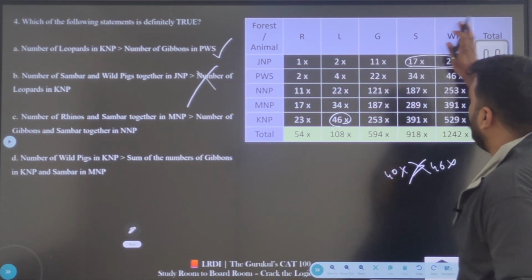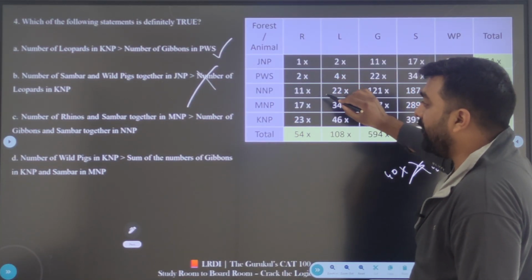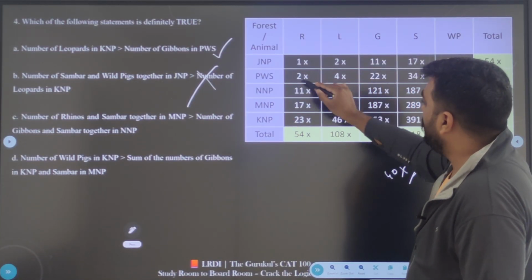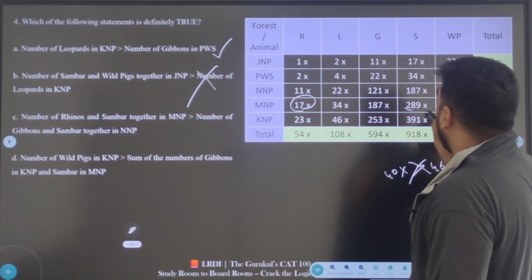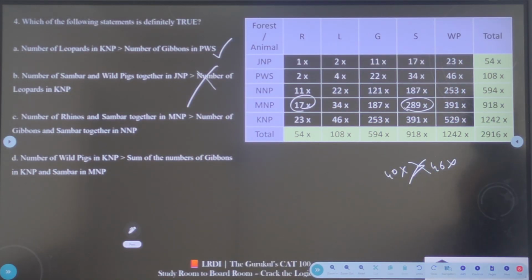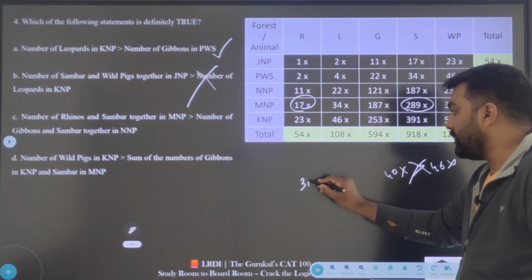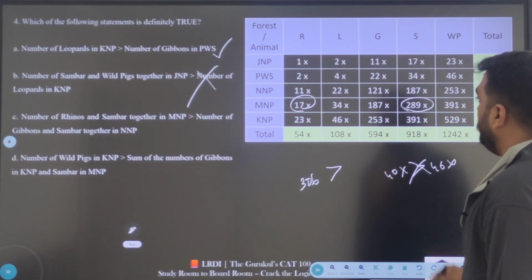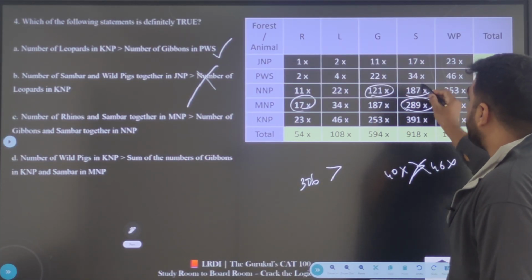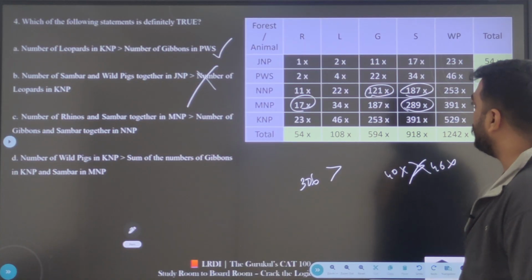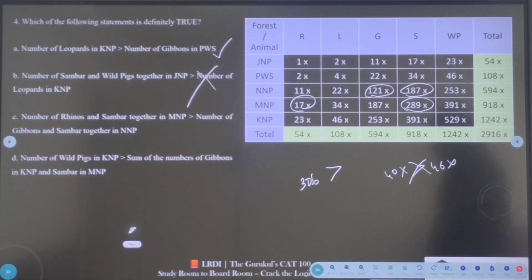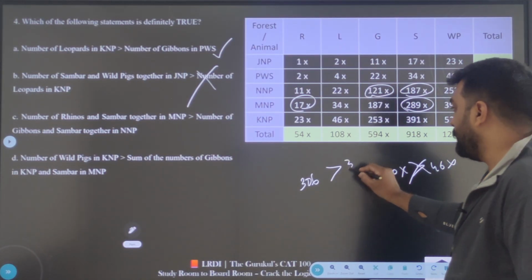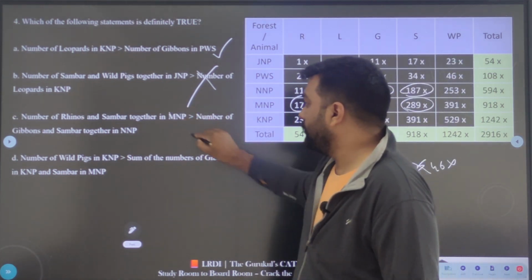Number of R present, R and S together in MNP. MNP, R and S together, which will be equal to 289 plus 17, that is 306. Okay, more than number of G and S in NNP. G and S in NNP, which is equal to 308. Very good. This is also not true.